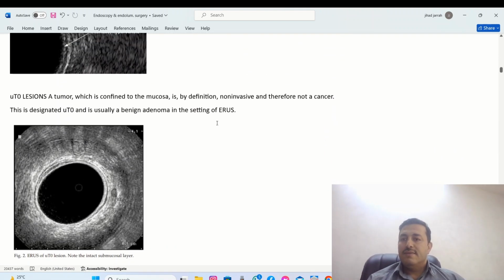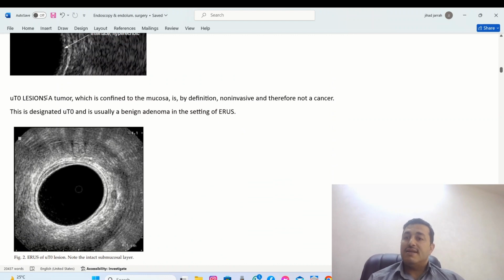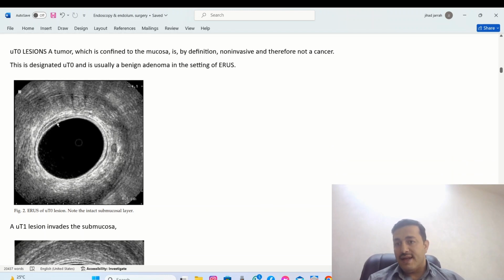You can see here, UT0 is a lesion, a tumor, which is confined to the mucosa. By definition, non-invasive, and it's not a cancer. This is UT0, and it's usually a benign adenoma in a setting of endorectal ultrasound. You can see that the mucosa is intact, and here we have UT0. Actually, I think this is a lymph node.